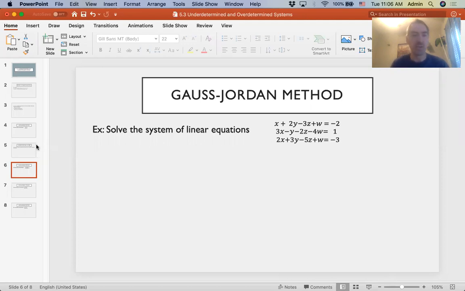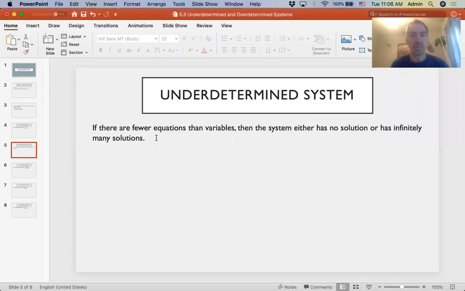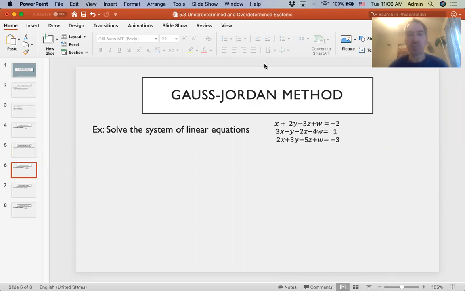An underdetermined system is when there are fewer equations than variables, such as our case. We have 4 variables, only 3 equations. Then in that case, the system either has no solution or infinitely many solutions. Okay, so it's impossible to get a unique solution here. So let's see how this plays out.